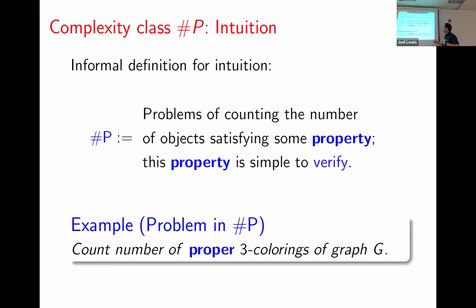Before I go to the full proof, let me go through some informal definitions for intuition, so that we have some picture of what it actually means. I like to think of sharp P as the class of problems of counting the number of objects satisfying some properties, where these properties should be simple to verify. For example, a problem in sharp P is counting the number of proper tree colorings of a given graph G. The property here is whether or not the coloring is proper, whether or not every edge has different colors for its two endpoints. This is our intuition.